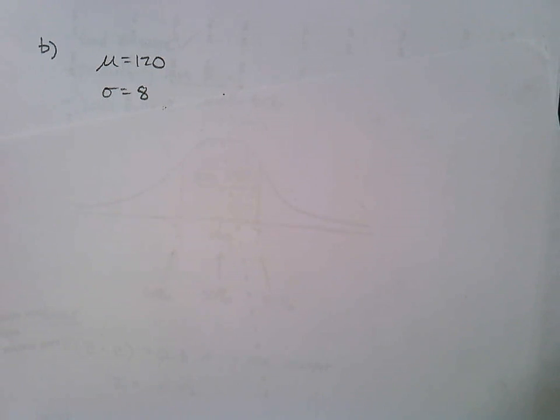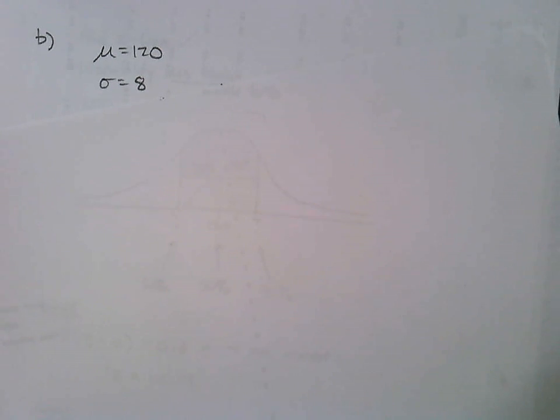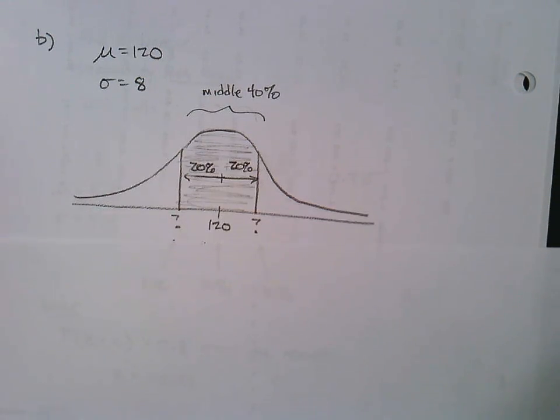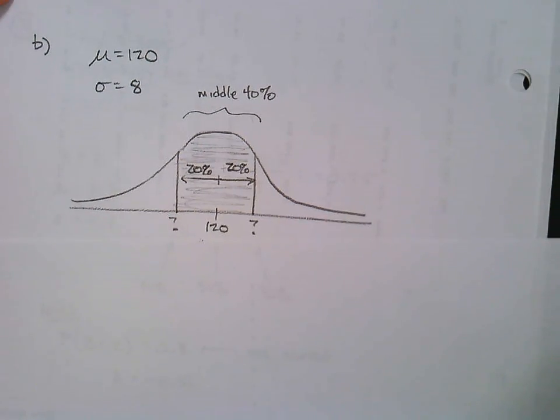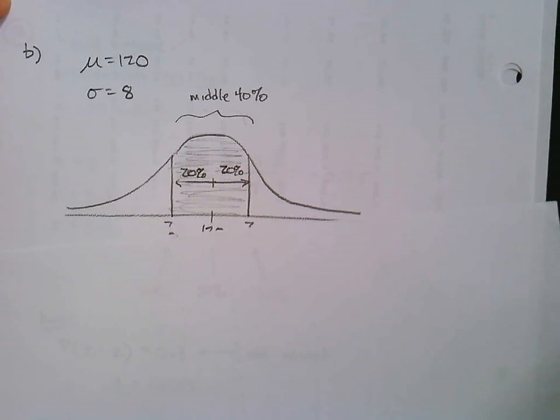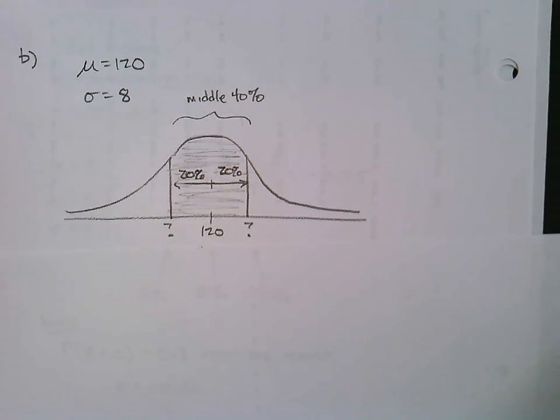Part B says a researcher wishes to select people in the middle 40% of the population based on systolic blood pressure. He wants people that would fall in the middle 40%. Find the upper and lower readings that would qualify somebody. Okay, so here's my drawing. I'll show you guys this much for now. Try and tilt it. There you go, okay.